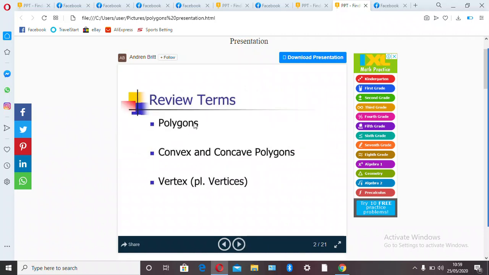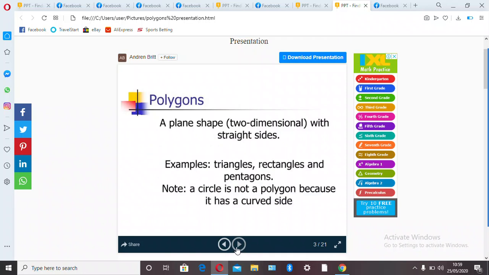Okay, so we want to look at the definition of polygons, then the definition of convex and concave polygons, and vertex. So we'll go through all that. A polygon is simply a plane shape with straight sides. Most times the sides are three upward. You can't have a polygon with fewer than 3 sides. So anything, a plane shape with sides from 3 upward, is a polygon.